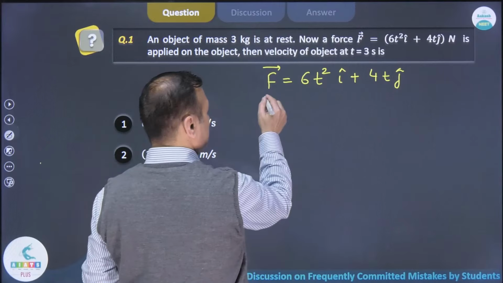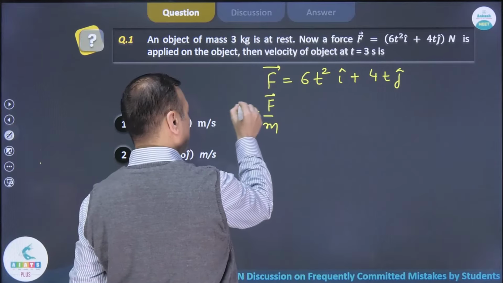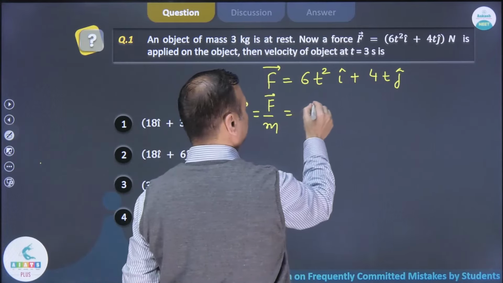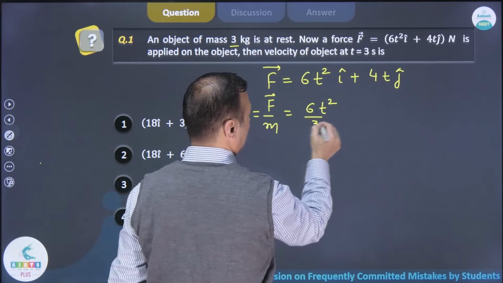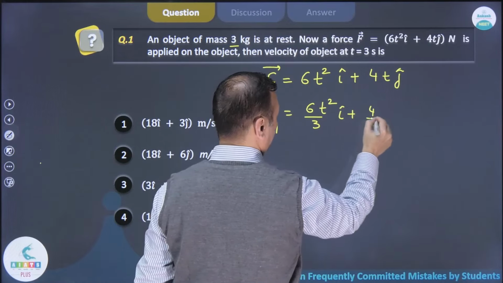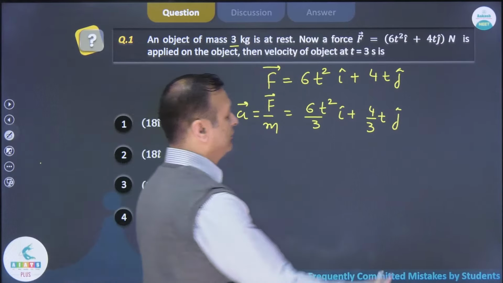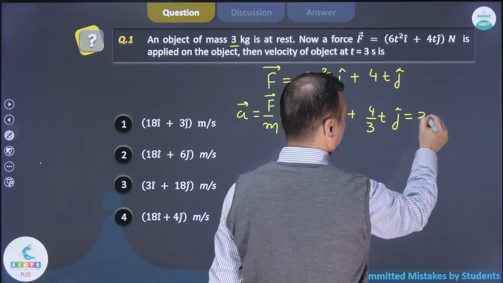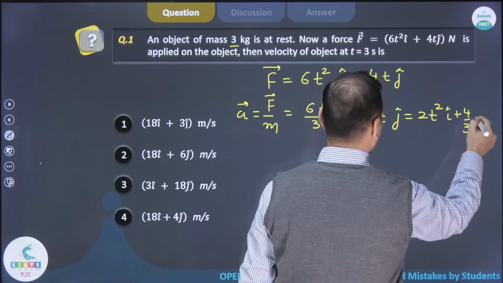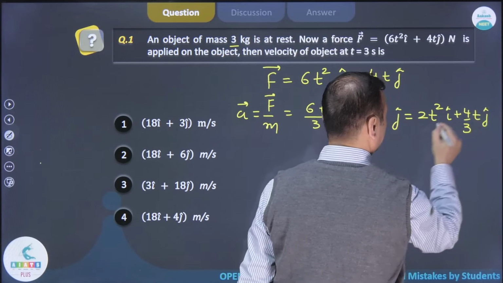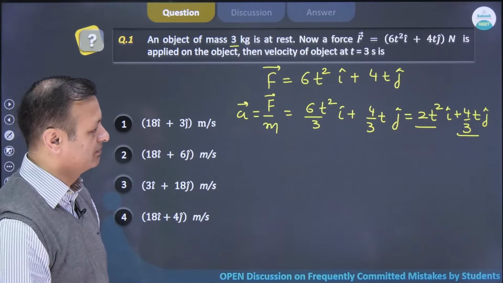Mass is given to us, so force divided by mass will define the acceleration of the body. This acceleration comes out to be 6t square by mass, which is 3 kg, plus 4 by 3 t j cap. So this is 2t square i cap plus 4 by 3 t j cap. This is the x component of acceleration, and this is the y component of acceleration.